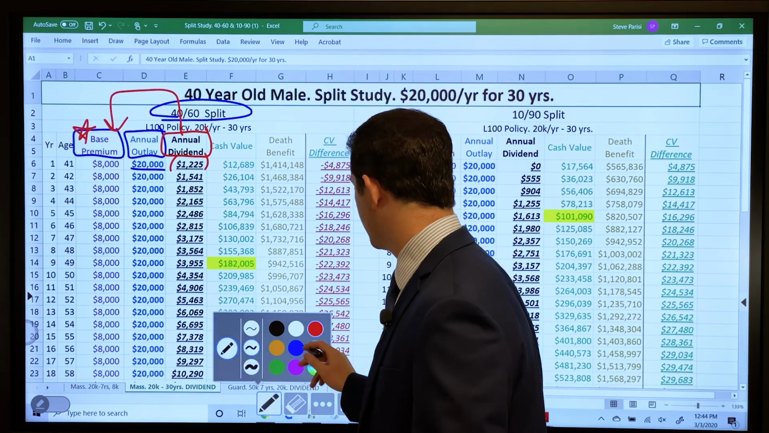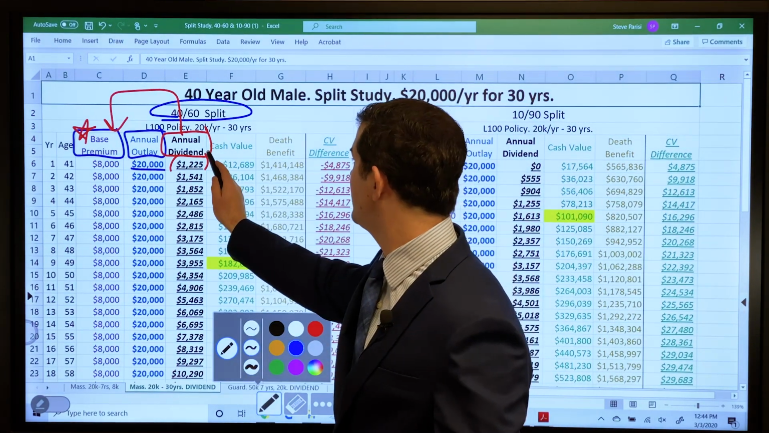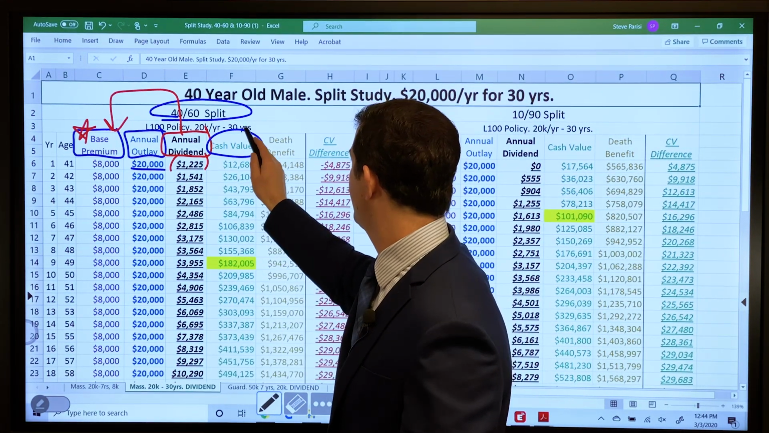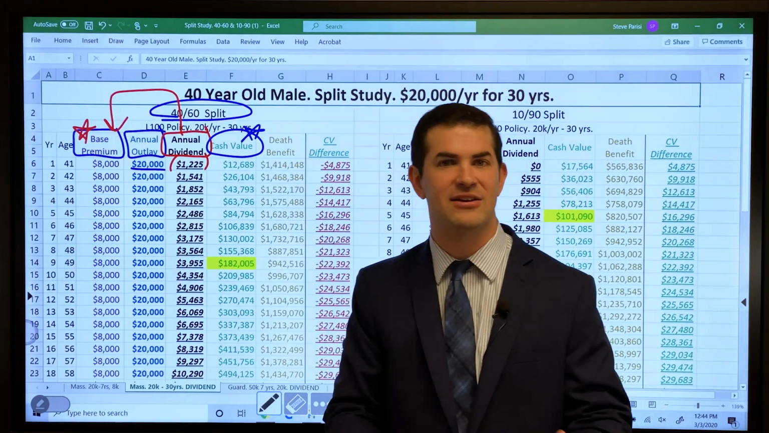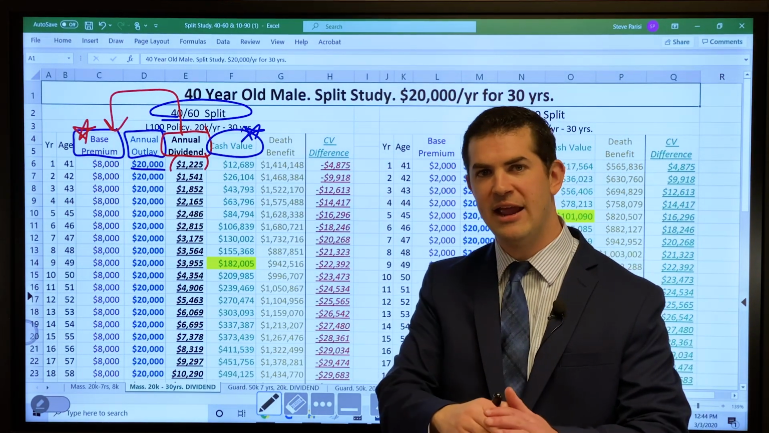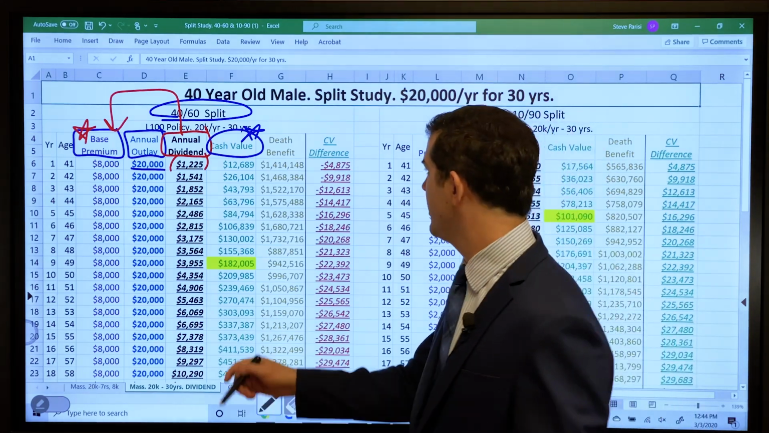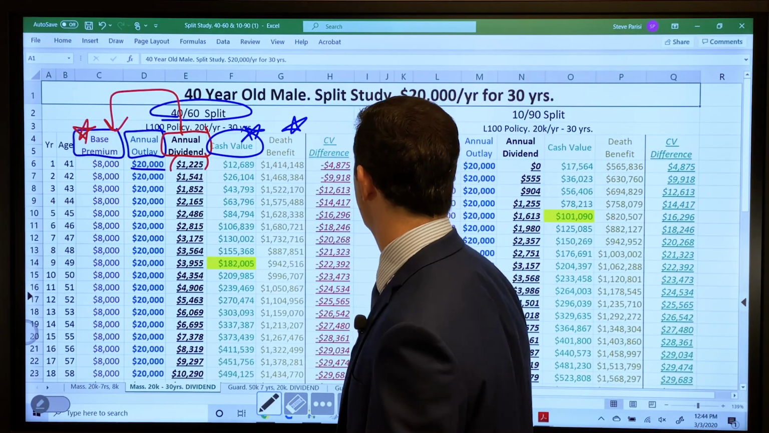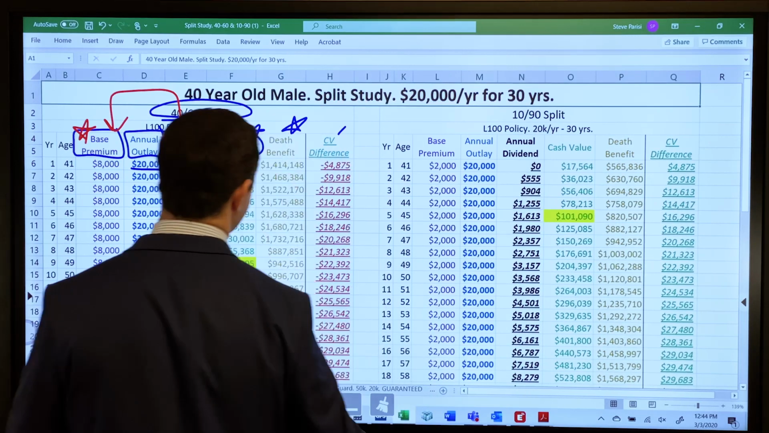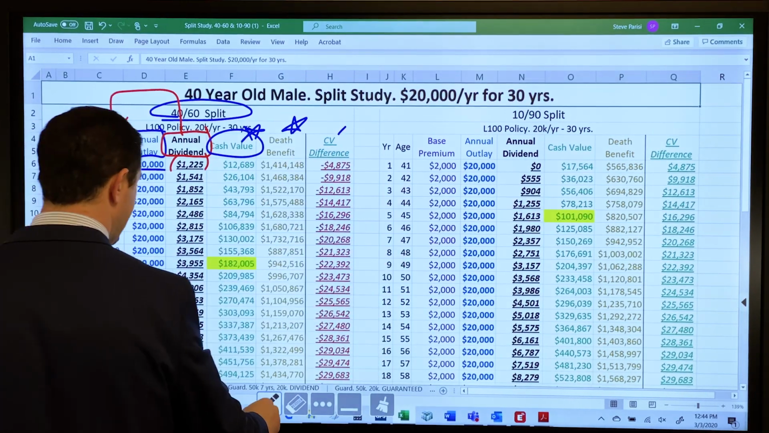And then the most important column, if I'm focused on the cash value, is this. That's how much money I actually have access to. That's what's going to gauge my actual growth over time. The death benefit, what's paid out income tax free. And the cash value difference here is meant to compare to the 1090 split.